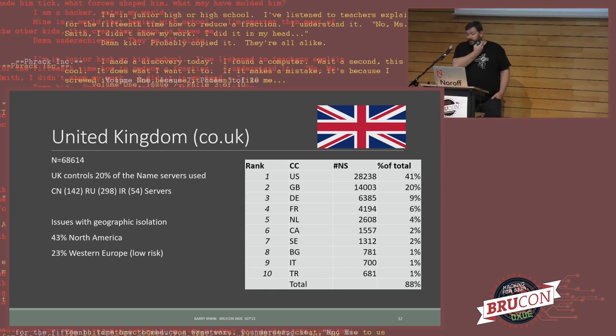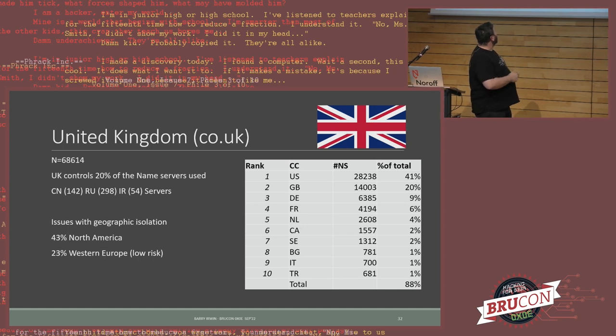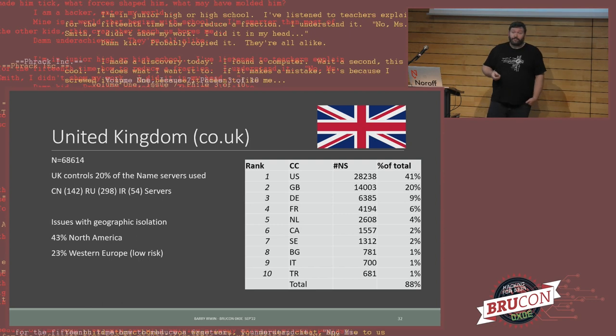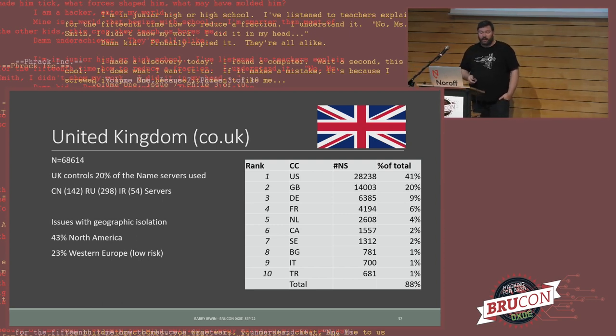NATO, all members of NATO, so NATO allies, unlikely to probably go about turning things upside down. If we look at the geopolitics currently, China's got 142, Russia nearly 300, Iran 54. What could the potential impact of those actually be?